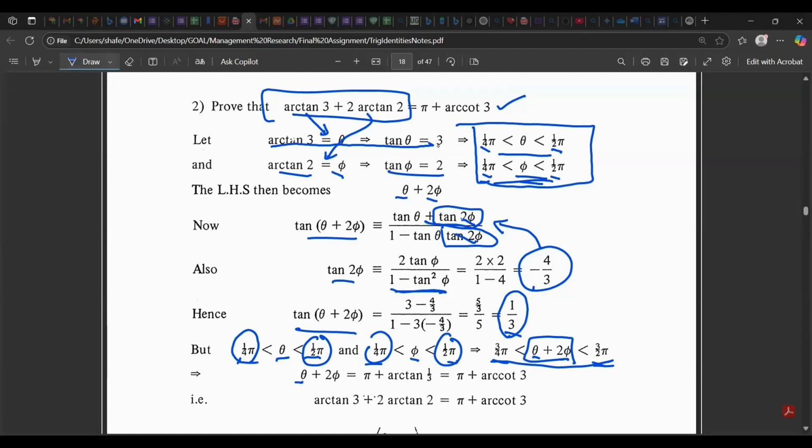notice theta plus 2 phi will be equal to pi plus arctan of 1/3. You think you get that? Theta plus 2 phi is equal to pi plus arctan of 1/3. The reason I'm saying that is that the tan of theta plus 2 phi is actually equal to 1/3. So arctan of 1/3 is the same as arccot of 3.